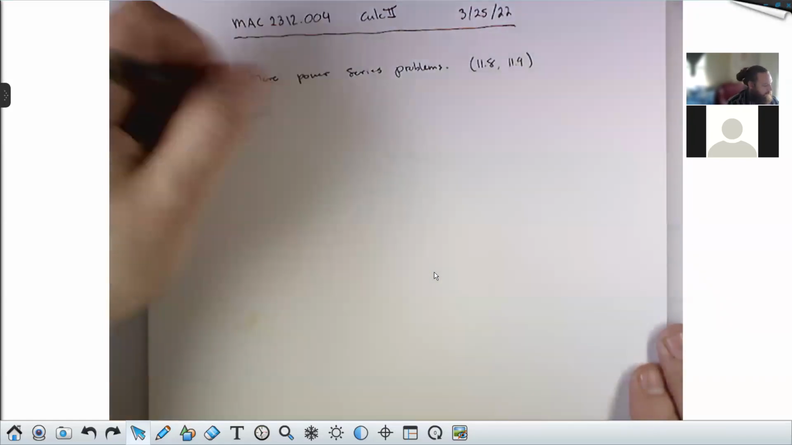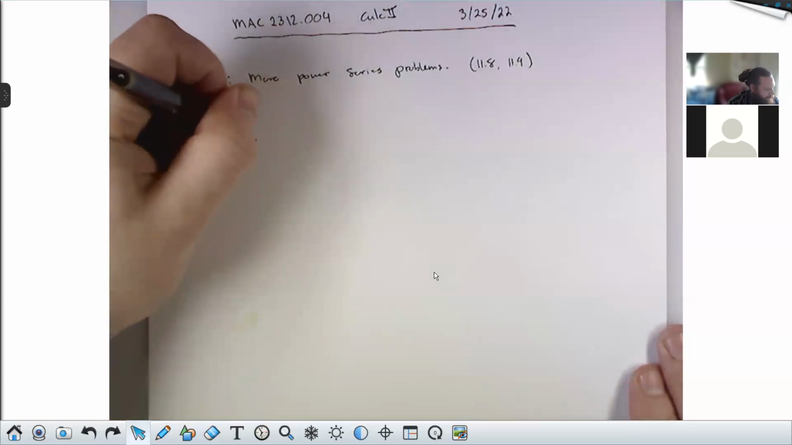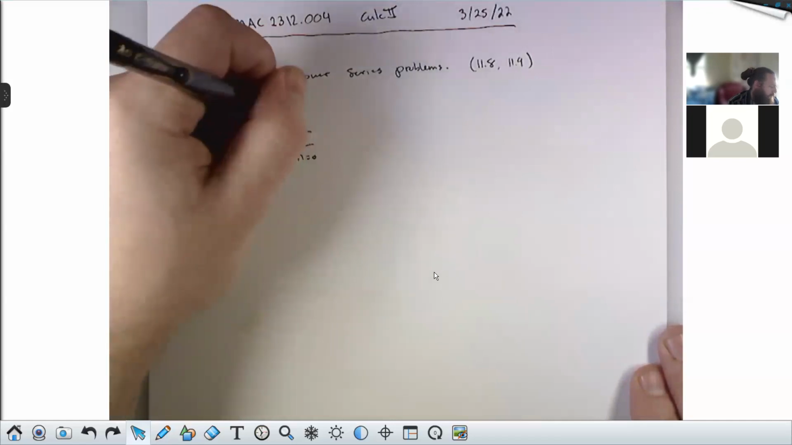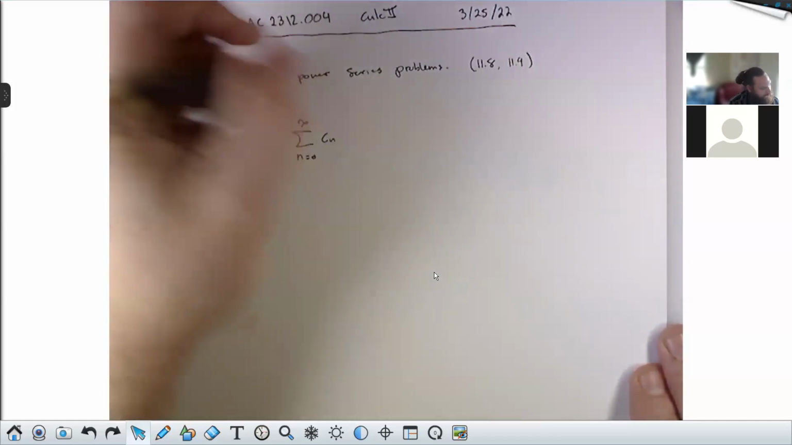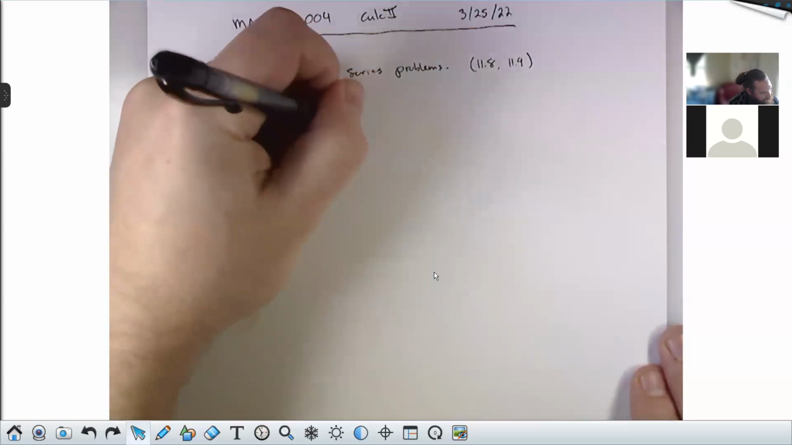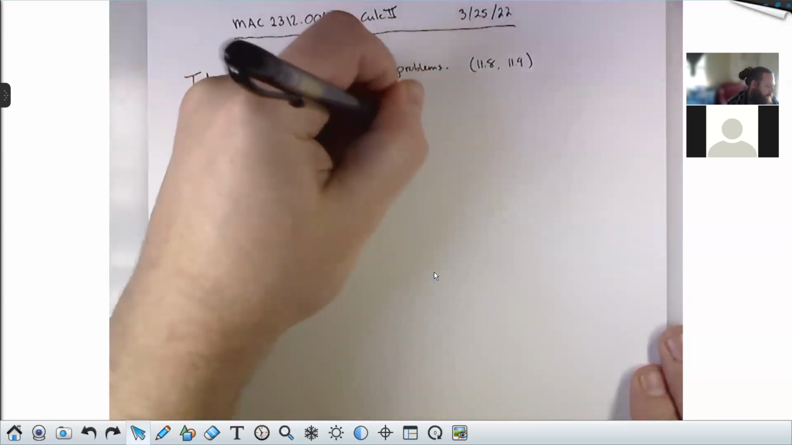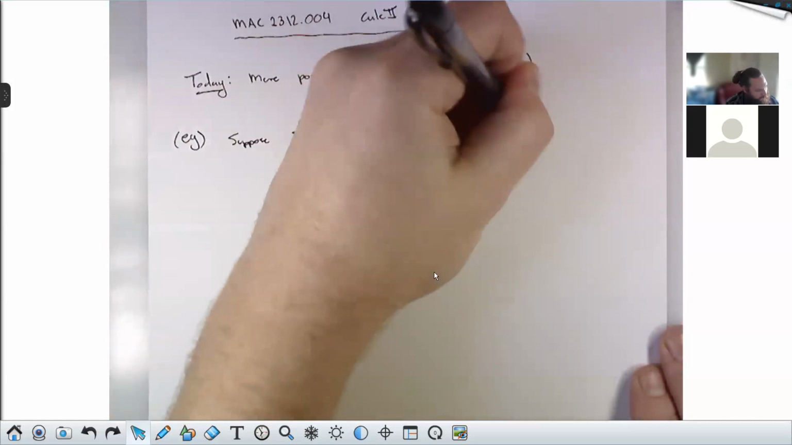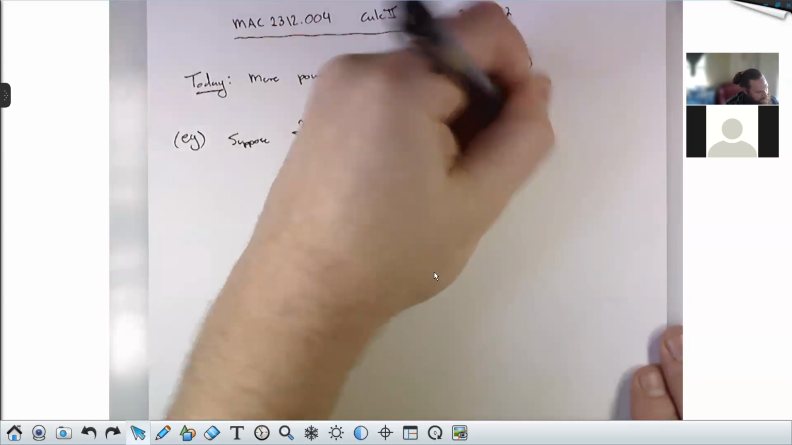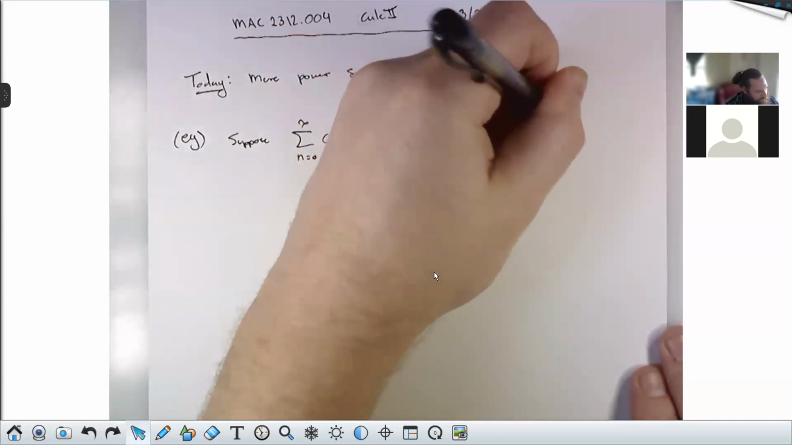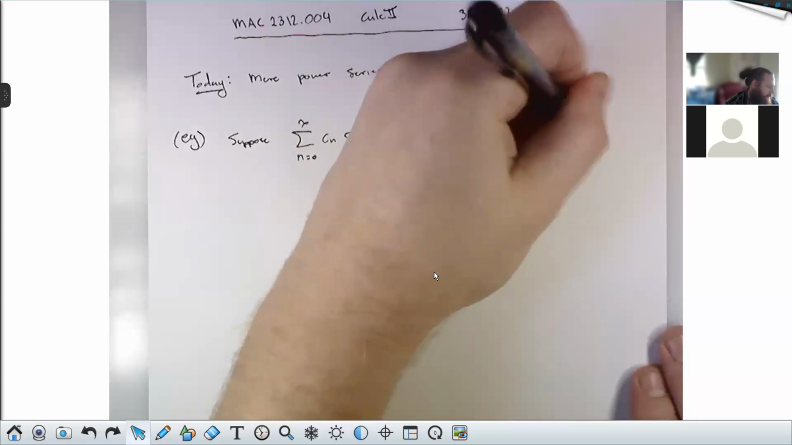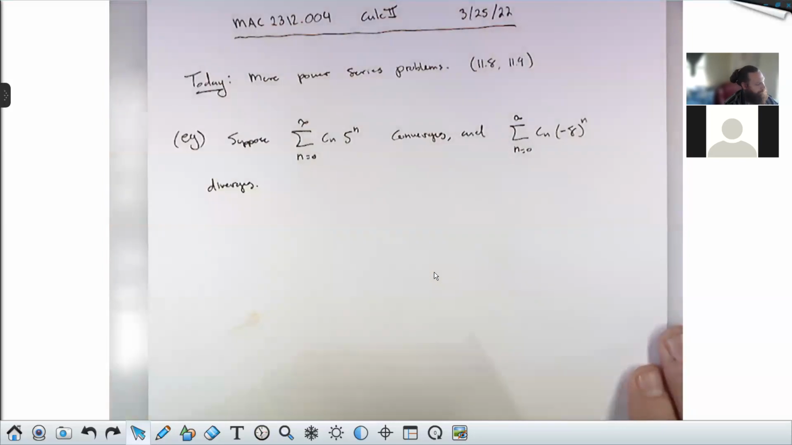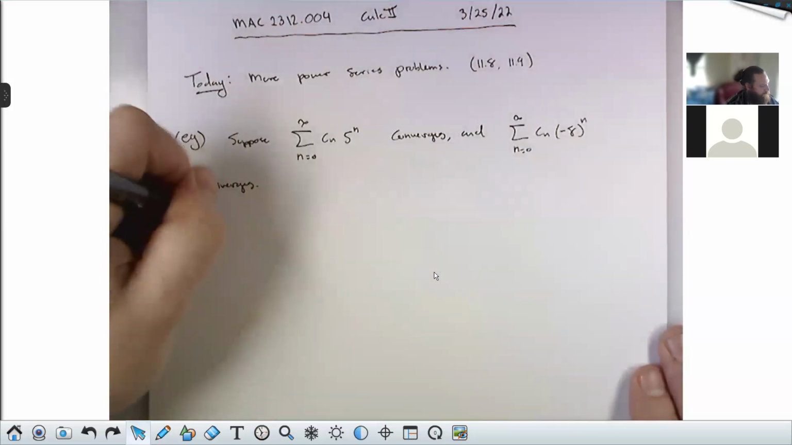So let's start by saying something like, suppose the sum from n equals 0 to infinity of Cn times 5 to the n converges, and the sum from n equals 0 to infinity of Cn times negative 8 to the n diverges. I'll ask a few questions about this.